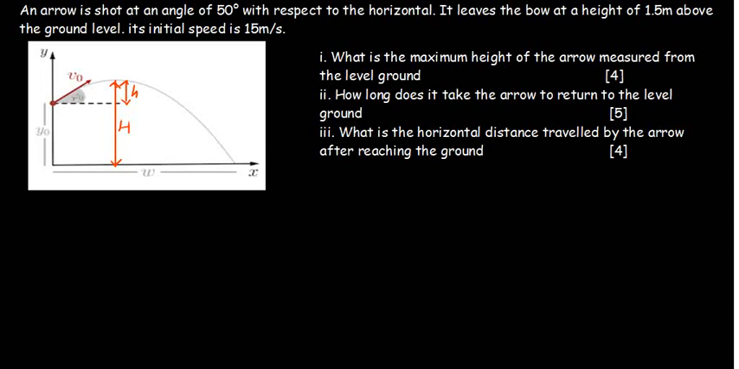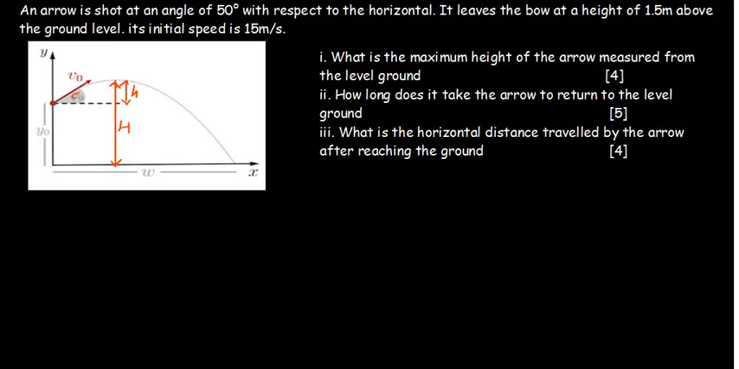An arrow is shot at an angle of 50 degrees with respect to the horizontal. So the 50 is here, 50 degrees. It leaves the bow at a height of 1.5 meters, meaning that this y is 1.5 meters above the ground level. Its initial speed is 15 meters per second. All right, 15 meters per second, that's the initial speed.